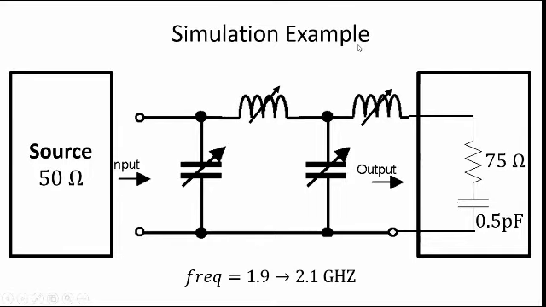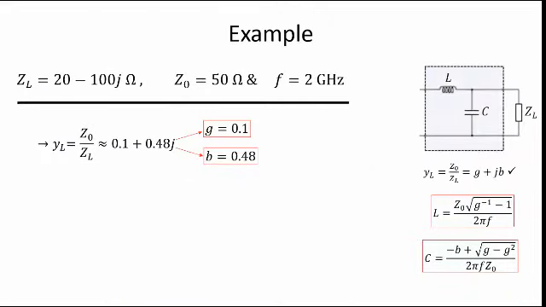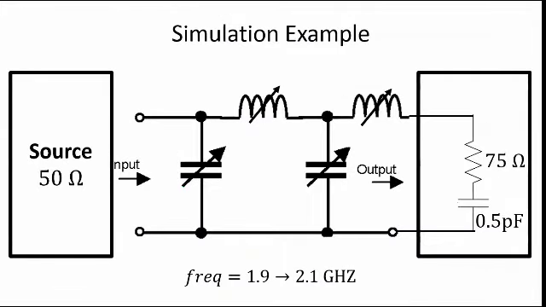In this simulation example, we want to match a 50 ohm source to a complex load impedance, which is a 75 ohm resistor in parallel with 0.5 picofarad. This time we're going to use a more complicated matching network, which is a two-stage. And definitely, for this one it is hard to use the relations discussed before. That's why we have to use a simulation. Also, one difference here is that this kind of matching network is used to match over a wideband frequency.